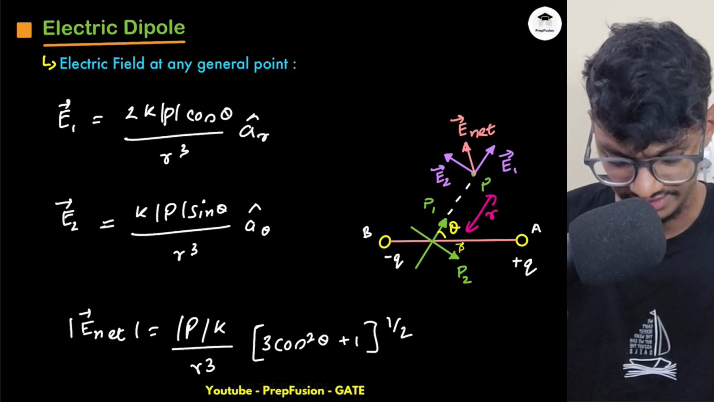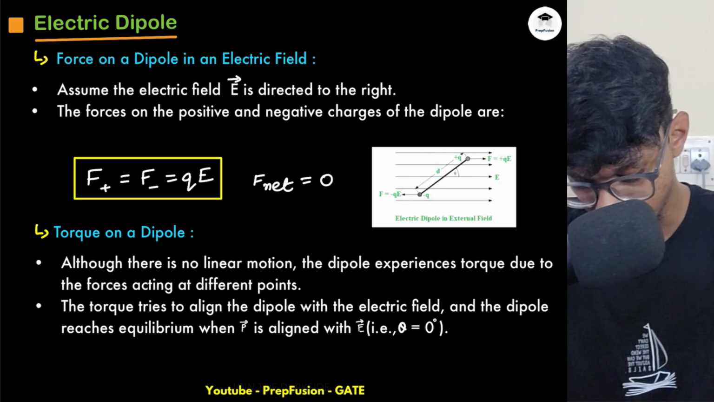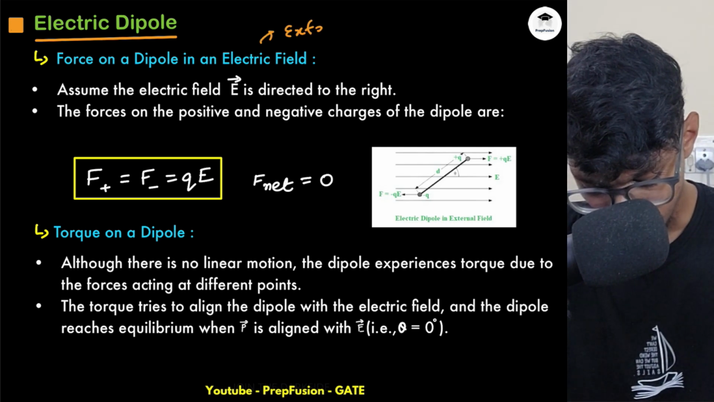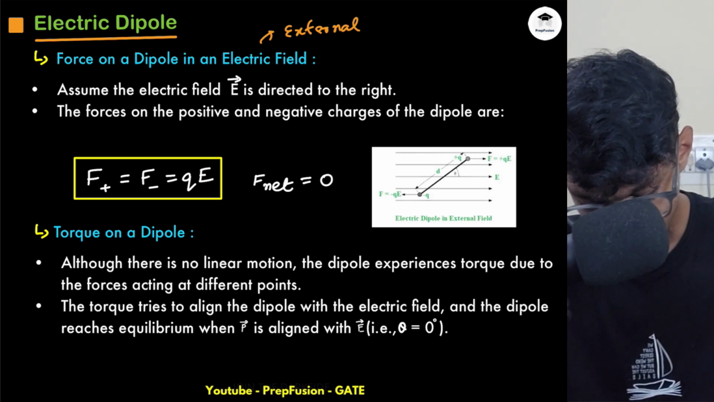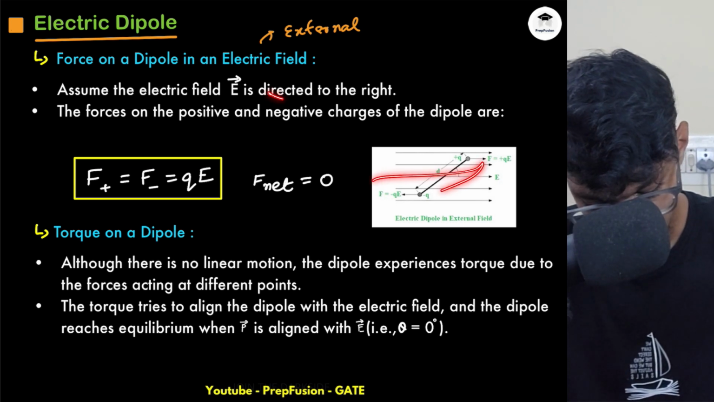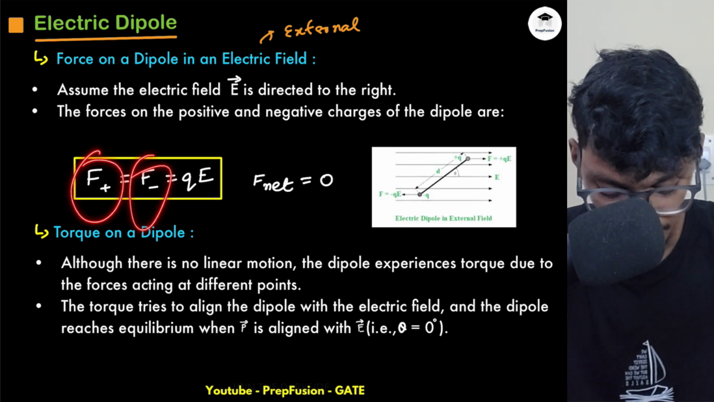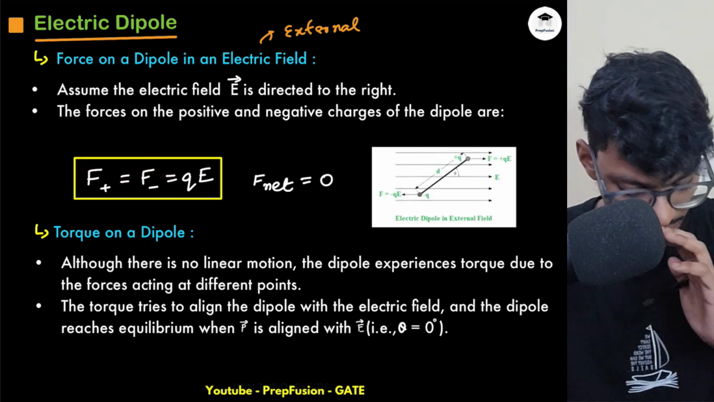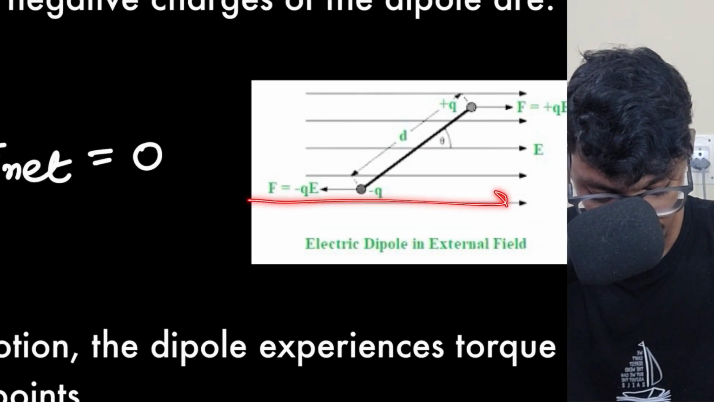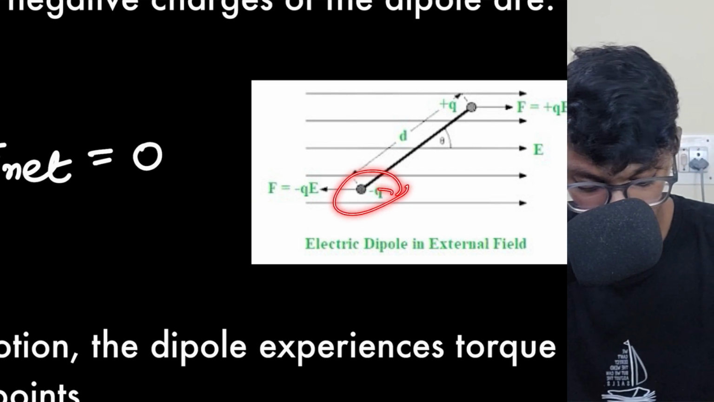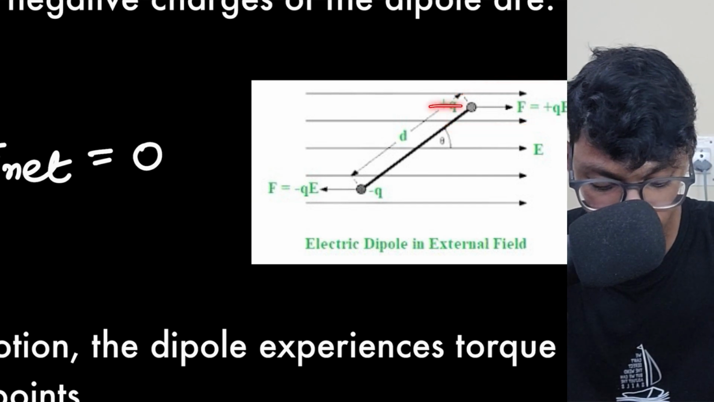Either way suffices. Now we'll start with the force on a dipole in an external electric field. Assume electric field E is directed to the right of a dipole. The forces on the positive and negative charges of the dipole, F plus and F minus, will be equal to QE. The magnitude will be the same, just in opposite directions, because if the electric field is like this, then on this minus Q charge, force will be on the left hand side. On this plus Q charge, force will be on the right hand side.